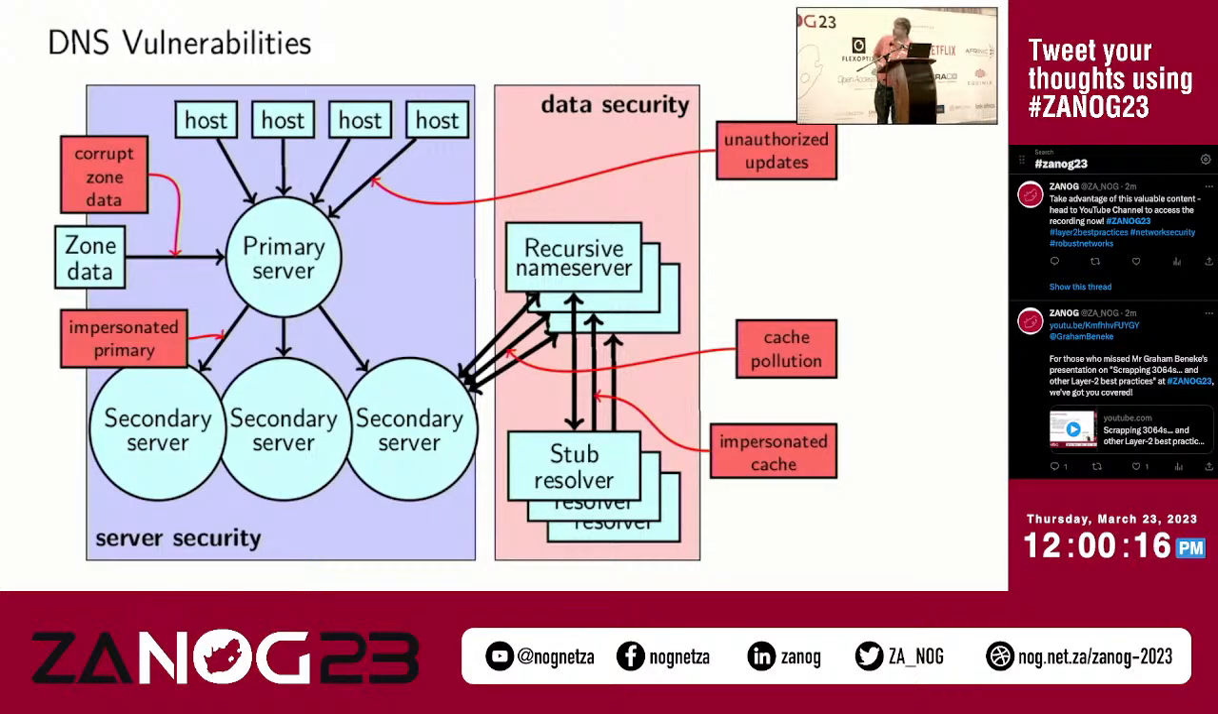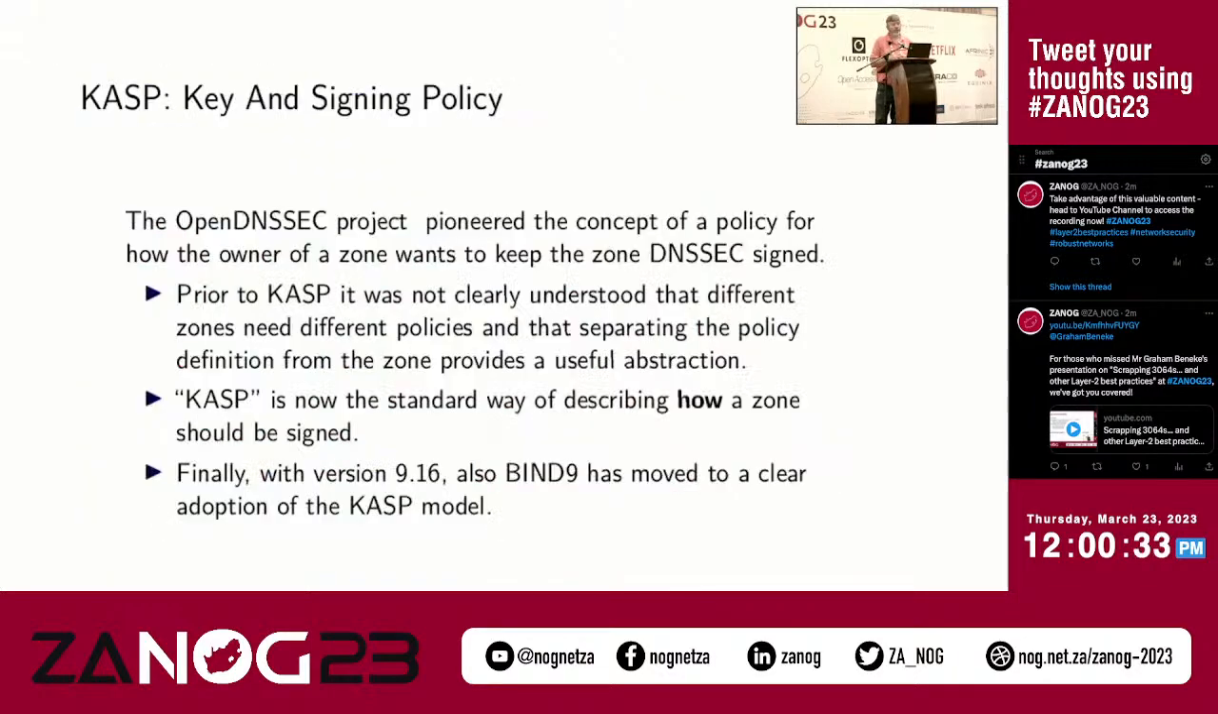On the right-hand side of that, we've got the recursive and the stub resolvers. That's where DNSSEC proper comes into play, and DNSSEC can be slightly more challenging. So the advanced course goes into how you do DNSSEC. And with the changes that have been happening in bind recently, although it's also available in some other of the name server tools, there is a section called CASP, the key and signing policy. And this is rather cool now.